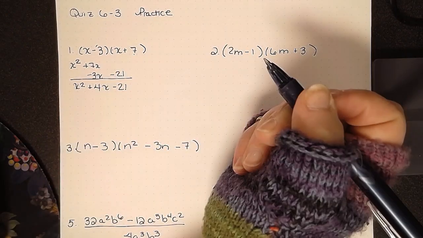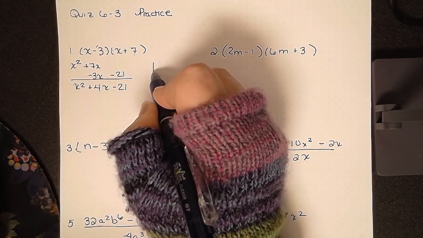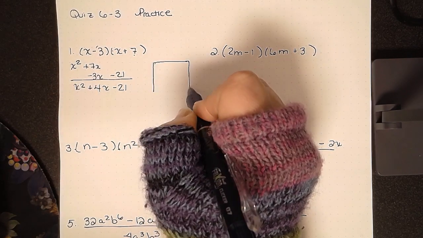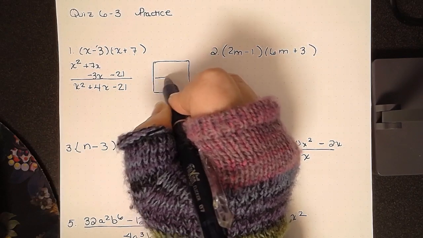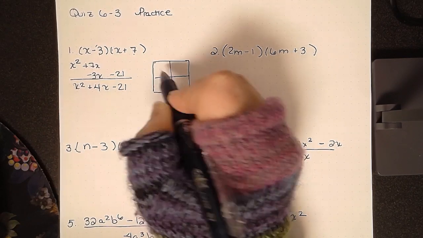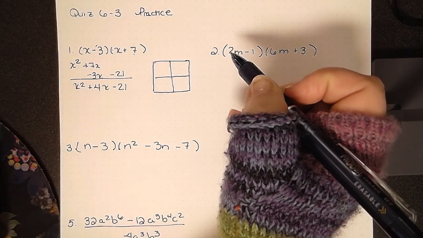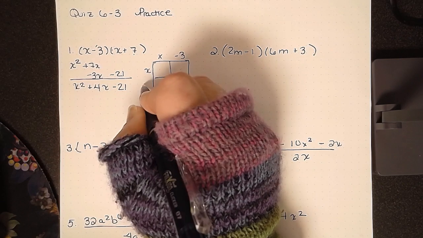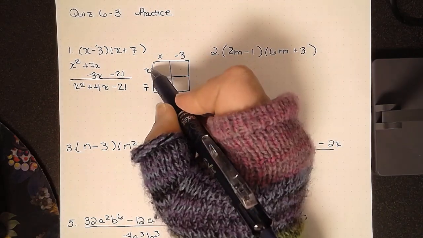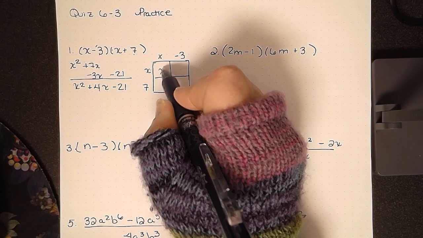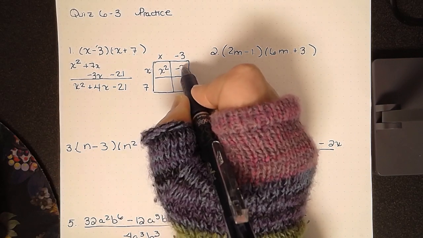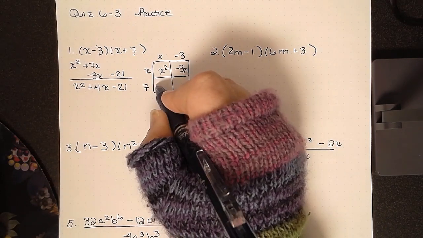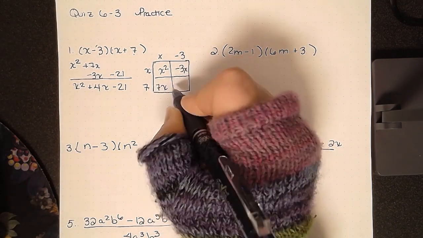Now, I've also shown you guys that you can also do the box. Now, the advantage of the box is if you do a binomial times a binomial, you do a 2 by 2 box, and you know there has to be terms in each one of these 4 spaces, okay? So if I did x minus 3 and x plus 7, I would do x times x, which is x squared, and negative 3 times x, which is negative 3x, 7 times x, which is 7x, and 7 times negative 3 is negative 21.